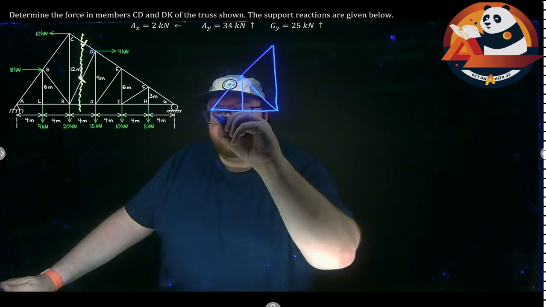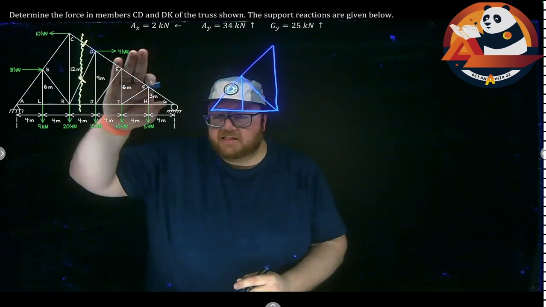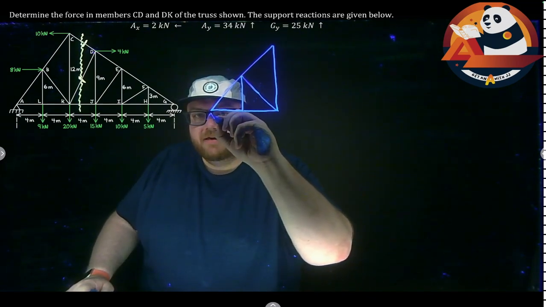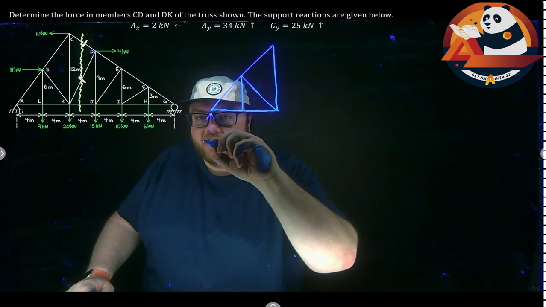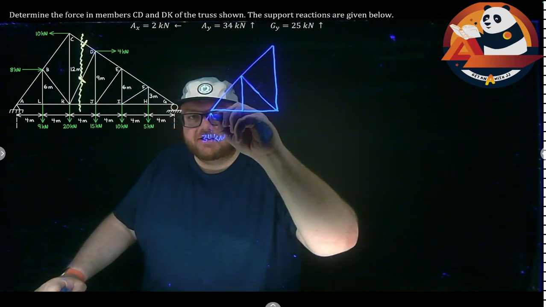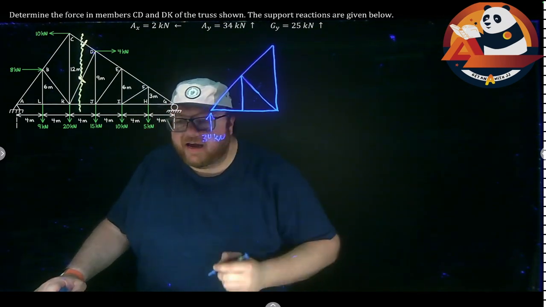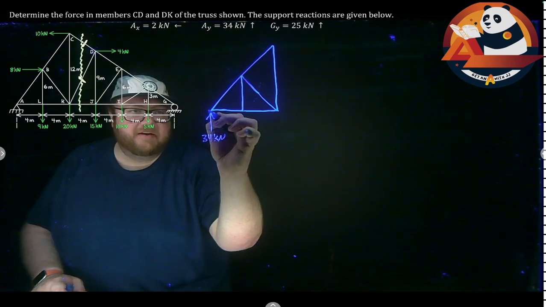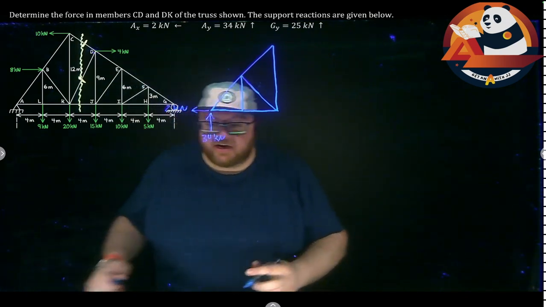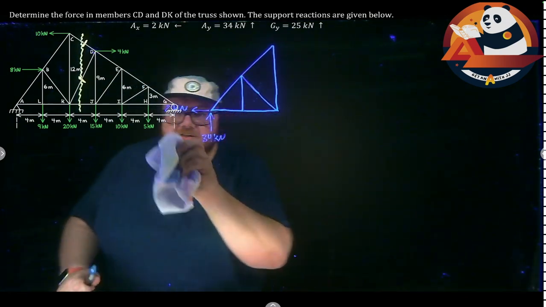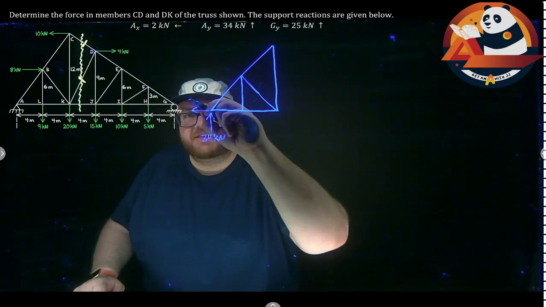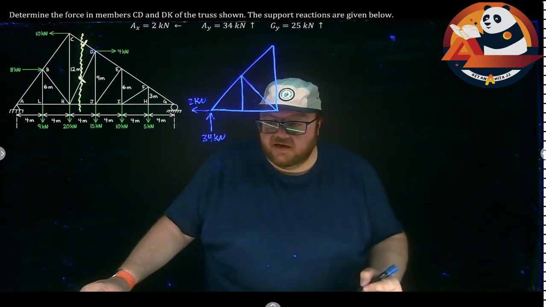At A, I have my pin, and I'm given my support reactions. AY was 34 kilonewtons going up. That just helps speed everything along. I also, at that point, have an AX, and I was given that, 2 kilonewtons to the left. This is like a homework problem. You would have to come in and find those support reactions. That should probably be your very first step for these problems anyway, but we're giving it just to save time.